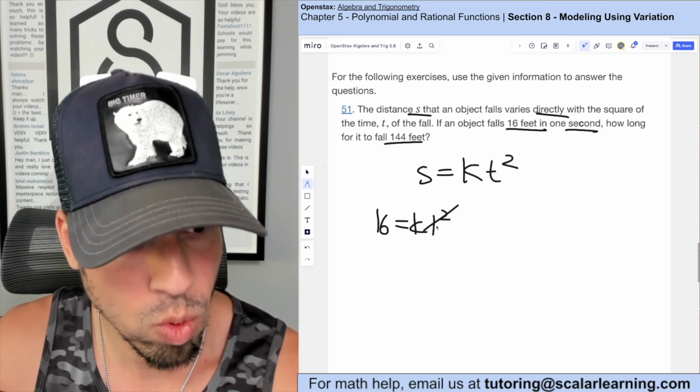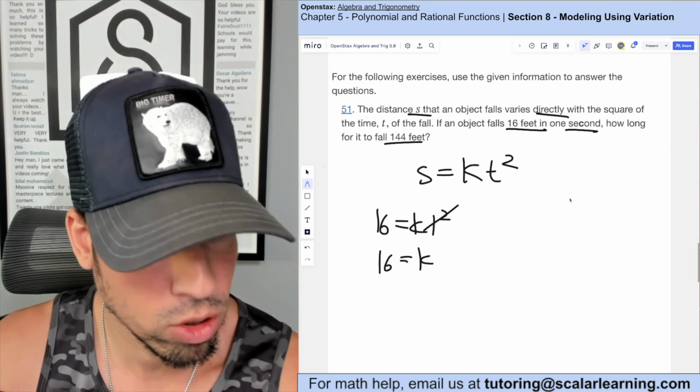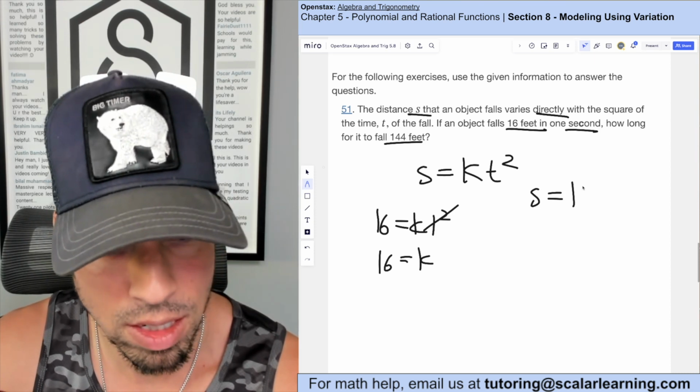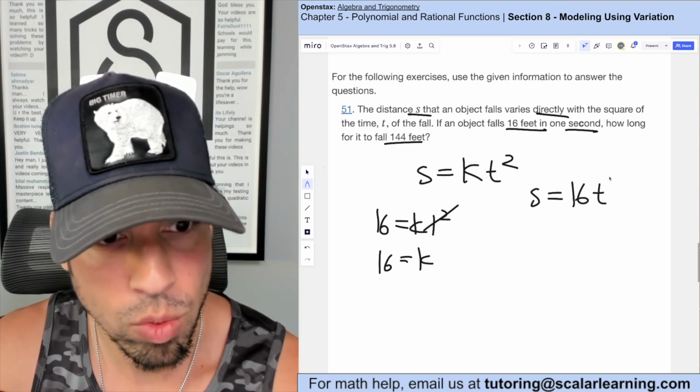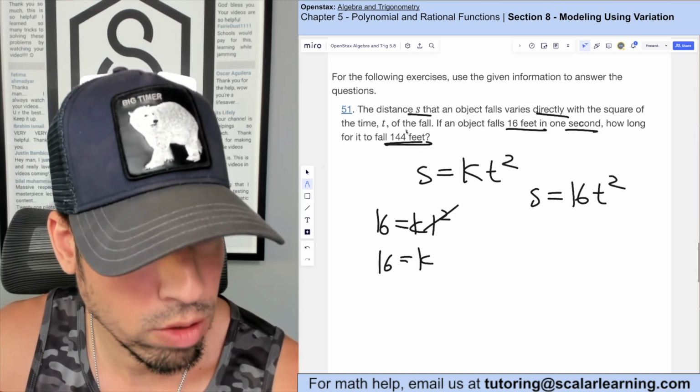1 squared is just 1. So now I got a constant, and that's what we want. We want to solve for k first. So now I can rewrite this equation as s equals, replace 16 for k, t squared, and now we can answer this question. How long will it take to fall 144?